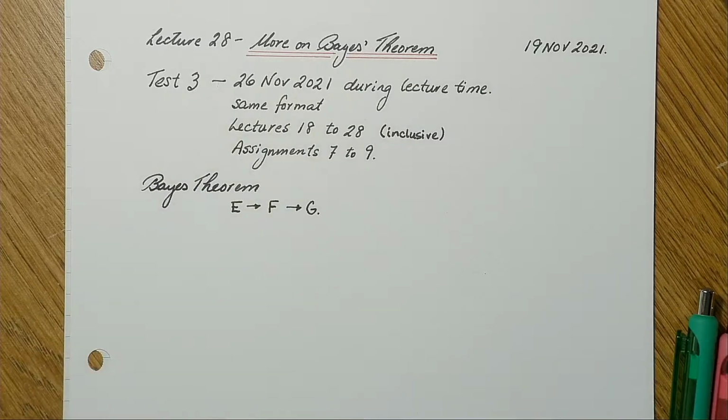But let's talk about MAE 106, Discrete Mathematics with Probability. This is lecture 28, and we're going to talk a little bit more about Bayes' theorem.